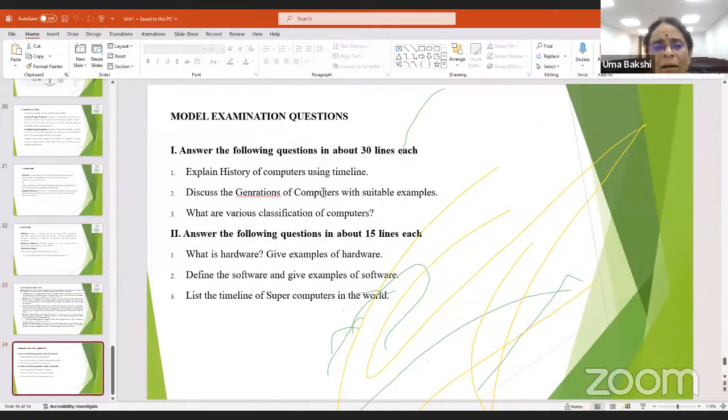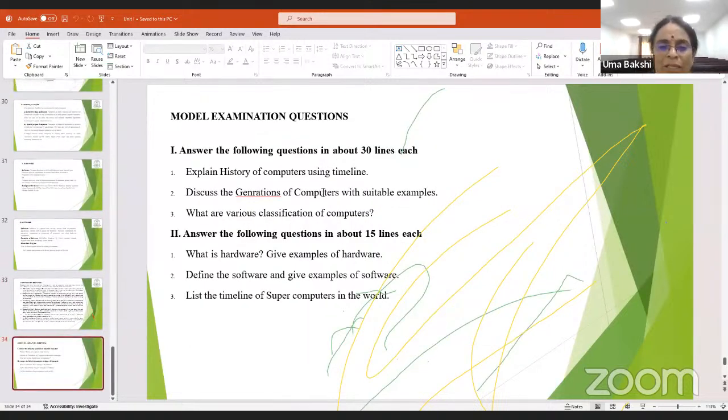Then model, these are the examination questions. So this is about the first chapter. One second, let me stop sharing. I'll go to the second.